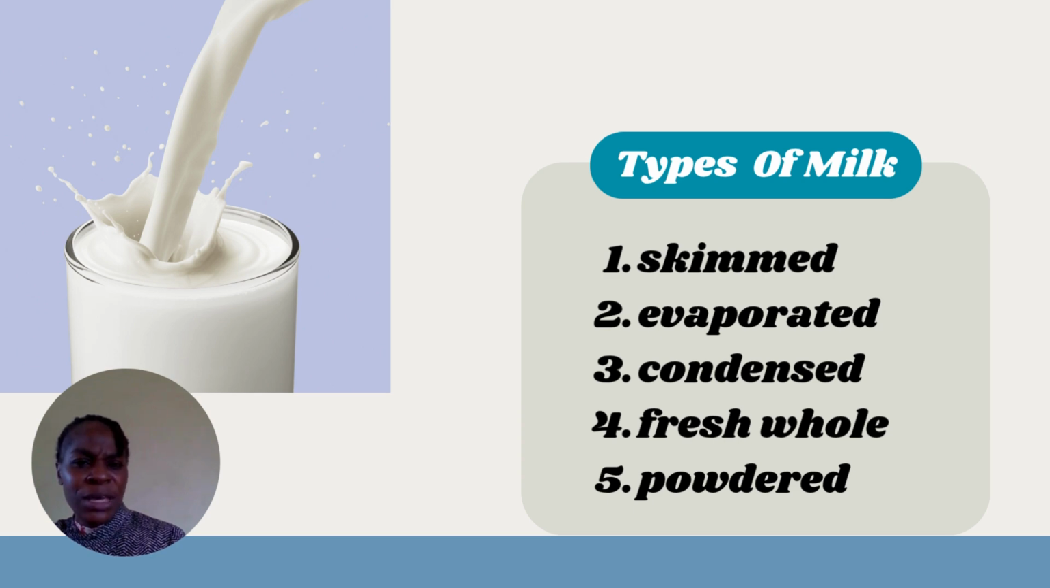Now we're looking at types of milk. We have five major types of milk I'll be discussing in today's class. The first one is skimmed milk. The other one is evaporated milk. The third one is condensed milk. The fourth one is fresh whole milk, and the fifth one is powdered milk.